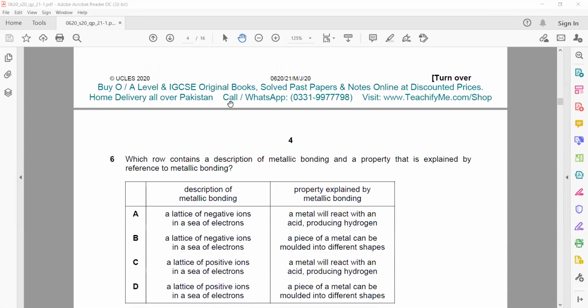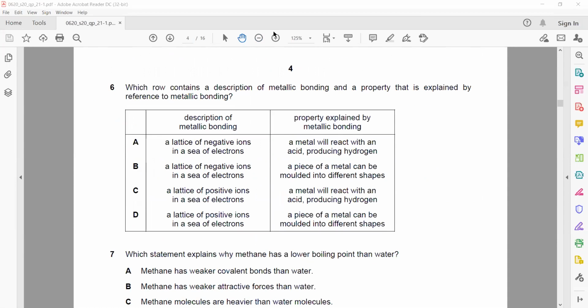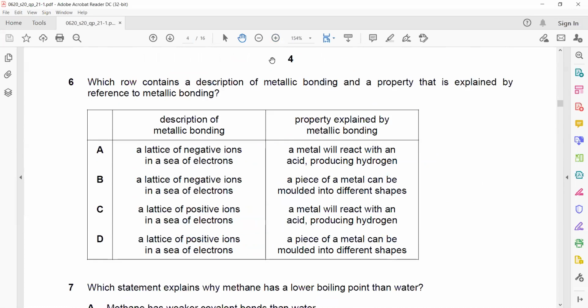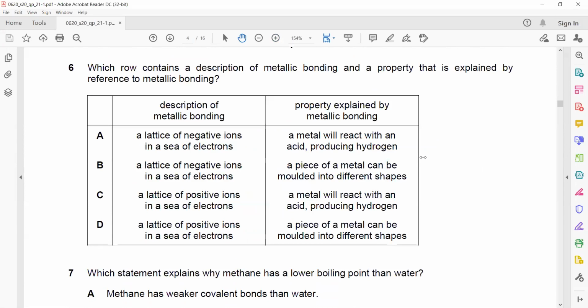Metal and non-metal form ionic compounds. Non-metals together will form a covalent compound, and within the metal there is metallic bonding.